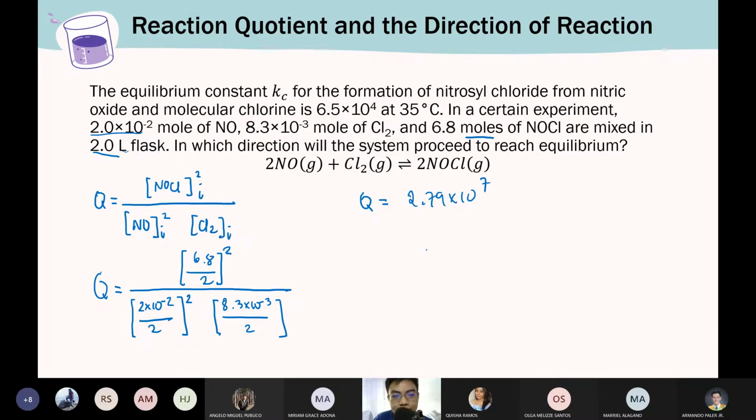Okay, what will you do? Number line. It's a bit big now because there are many values. In the middle, you have your K, and K is 6.5 times 10 raised to 4. Now, where is Q? Is it on the left or the right of K?